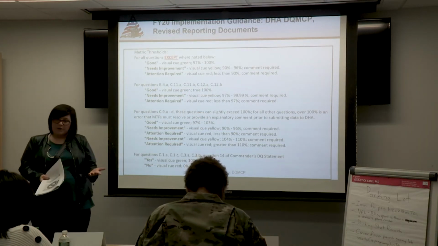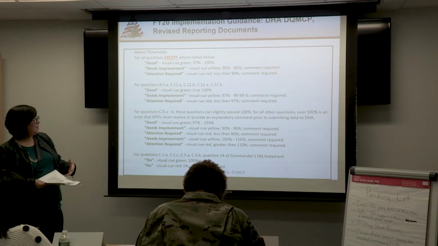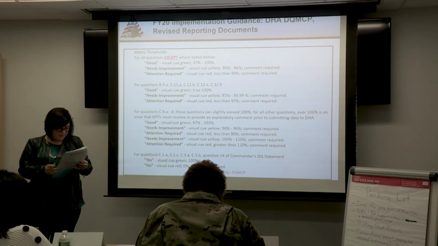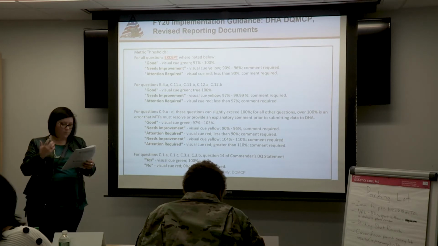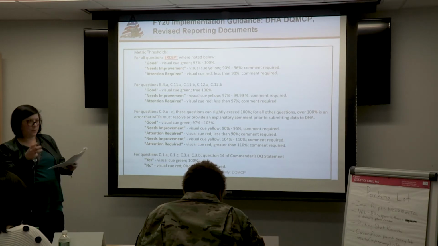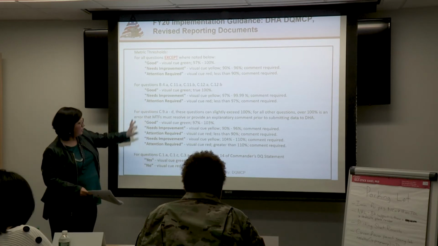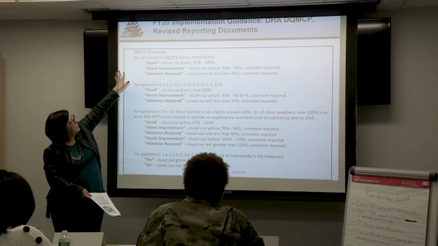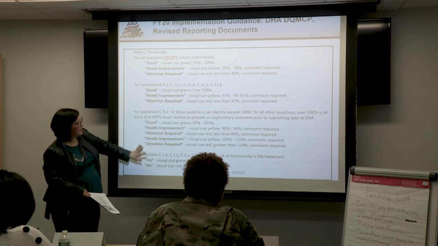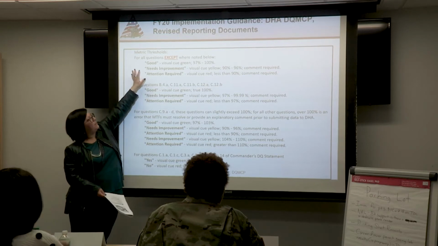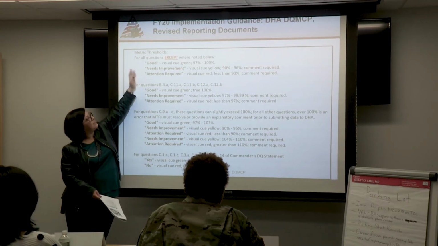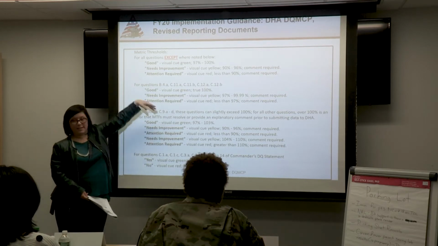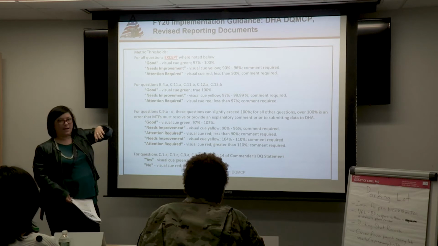Okay, so with our new implementation guidance, our new metrics are somewhat different. For example, these particular questions noted below are not going to be included in the 97 to 100% for green. They have different metrics. Everything other than those questions, anything between 97 and 100 is green. Anything that needs improvement between 90 and 96 is amber, and anything that is less than 90 is red.